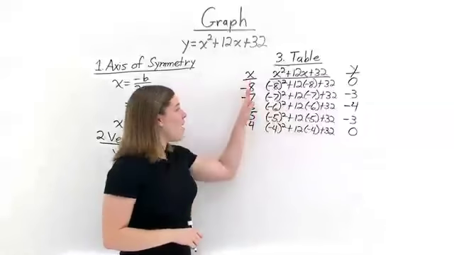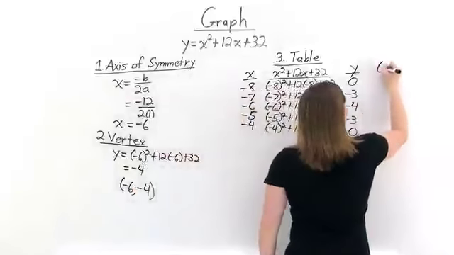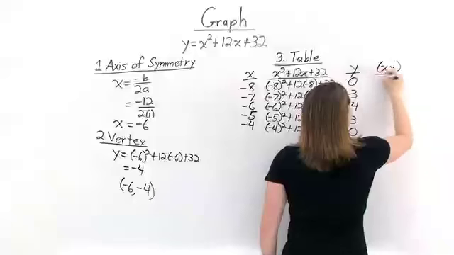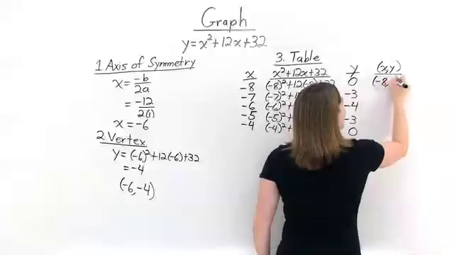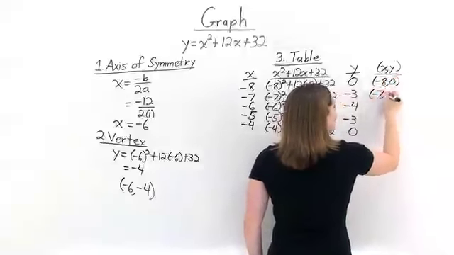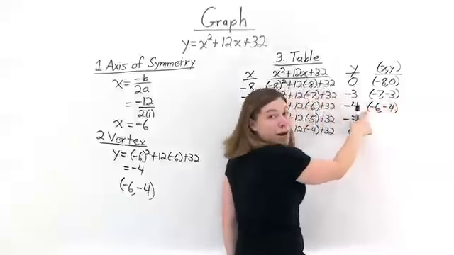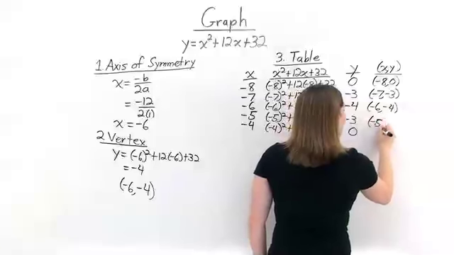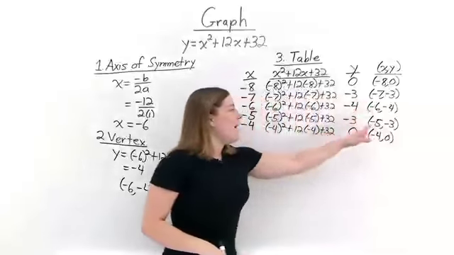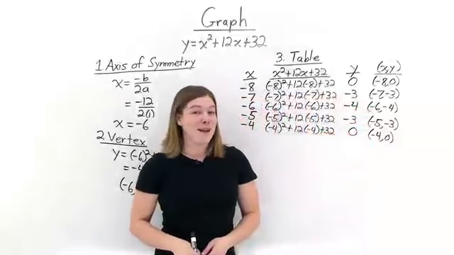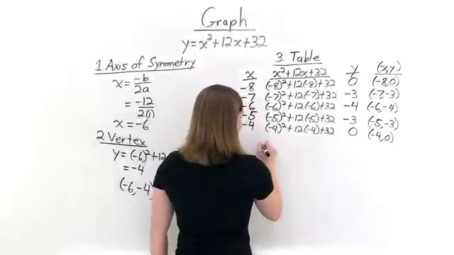Now look, we have x values and y values. We have x and y coordinate pairs. So let's write down our ordered pairs. Here we have the ordered pair negative 8, 0. Then negative 7, negative 3. Then negative 6, negative 4, which remember is our vertex. Then negative 5, negative 3. And finally, negative 4, 0. Now we have a bunch of points that we can graph to make our parabola. So now that we have all of these ordered pairs, let's graph our parabola.